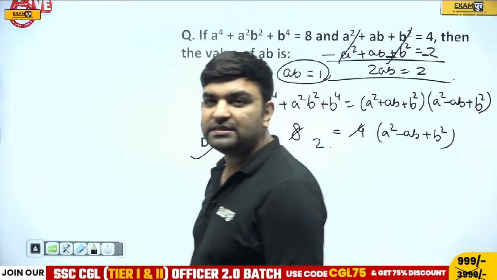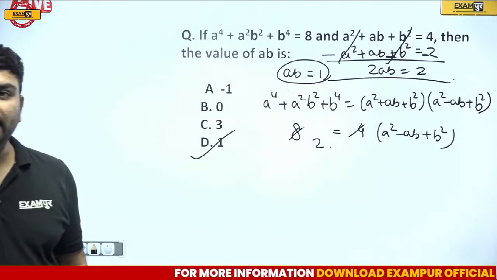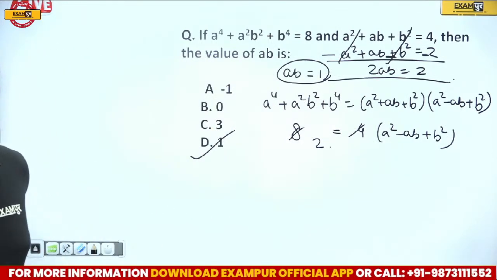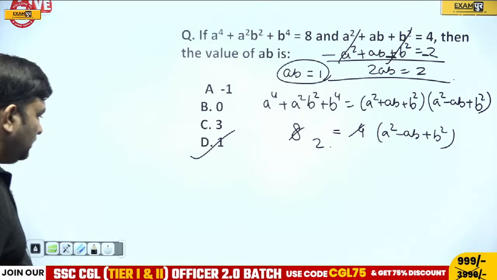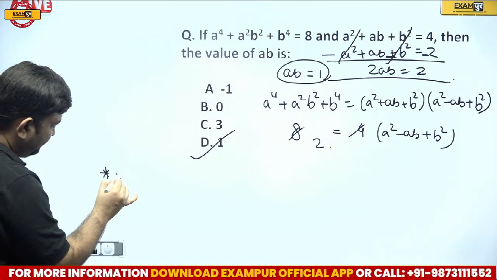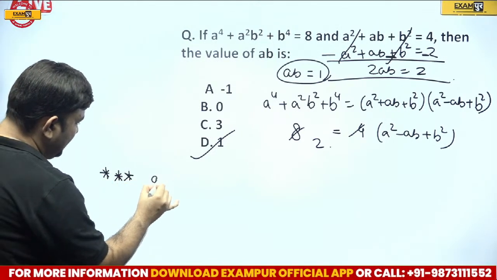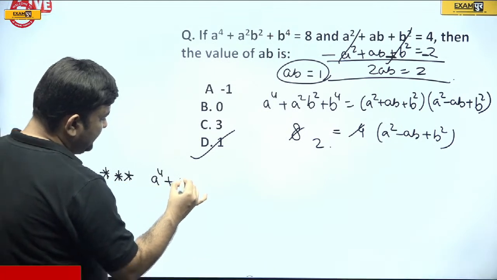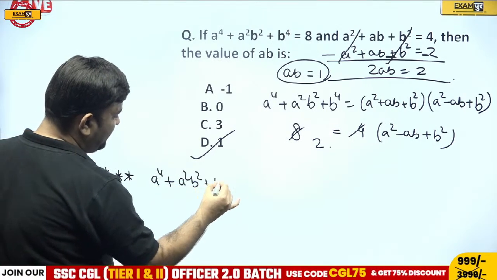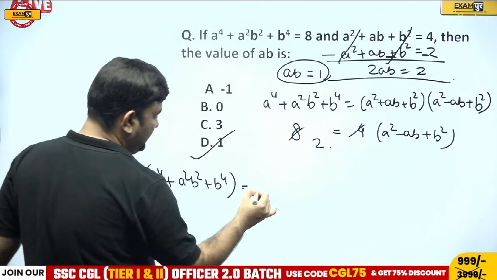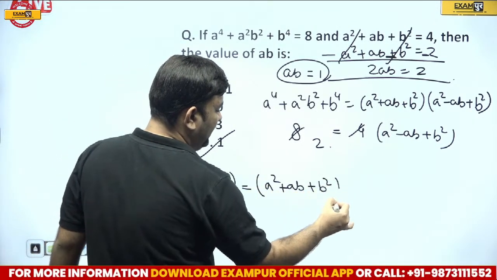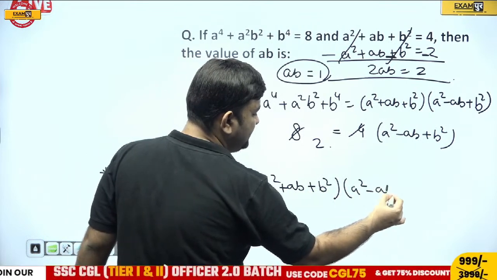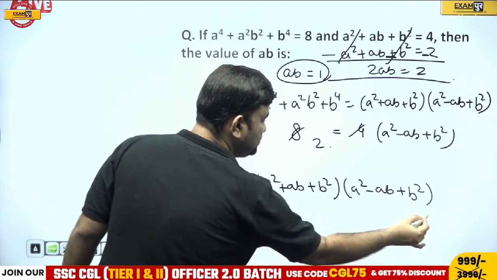Why are the errors other than D? So point to be noted down: a to the power 4 plus a square b square plus b to the power 4 has two factors, a square plus ab plus b square and a square minus ab plus b square.